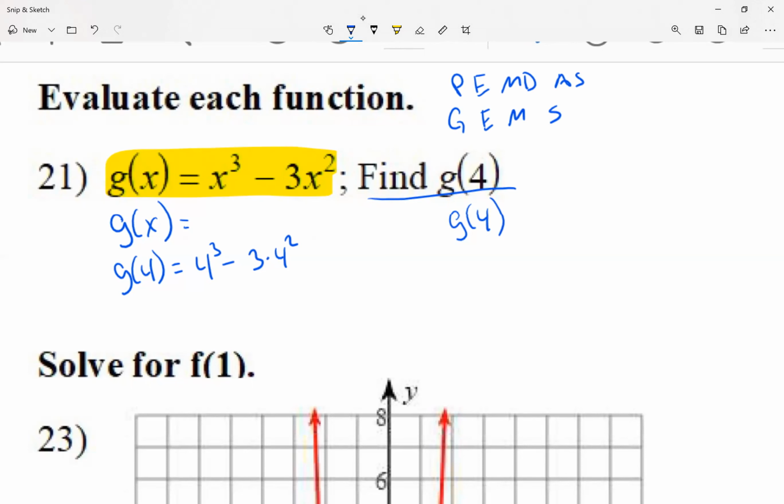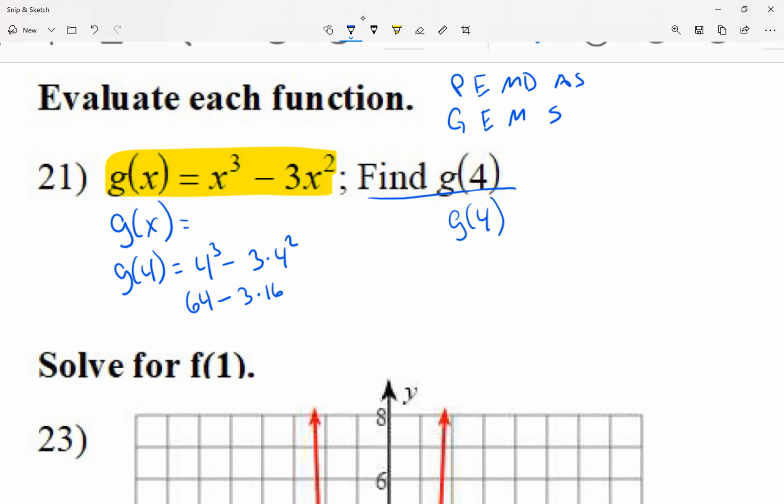Whichever method we know, in this case we have to do the exponents first. So I have to find out what's 4 to the third and 4 to the second. 4 to the third, 4 multiplied by itself 3 times, is equal to 64. So I have 64 minus 3 times 16. The 16 is because it was 4 squared, 4 multiplied by itself 2 times. Notice I did my exponents.